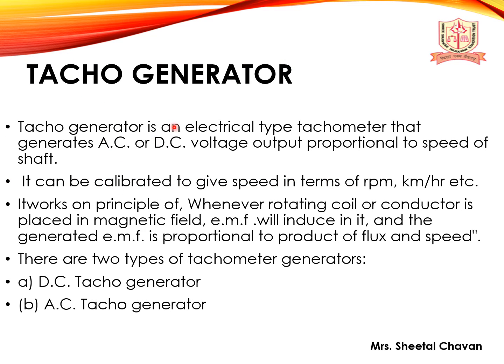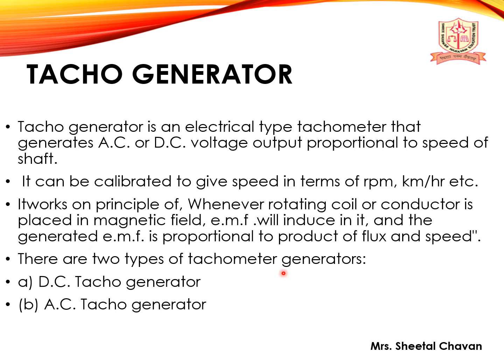The next point is tacho generator. A tacho generator is an electrical type of tachometer that generates AC or DC voltage output proportional to the speed of the shaft. It can be calibrated to give speed in terms of RPM, kilometer per hour, etc. It works on the principle that whenever a rotating coil or conductor is placed in a magnetic field, EMF will be induced in it, and the generated EMF is proportional to the product of flux and speed.